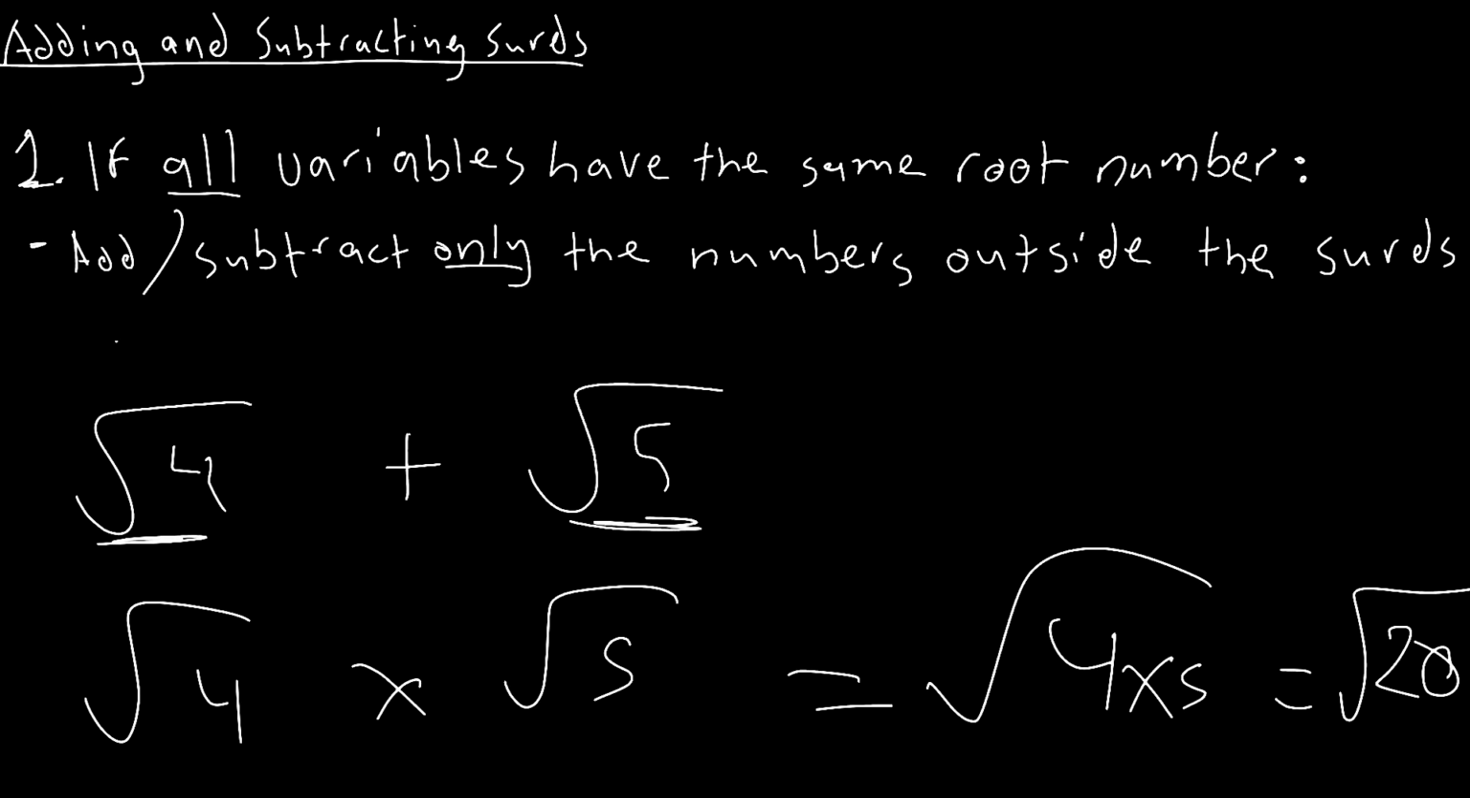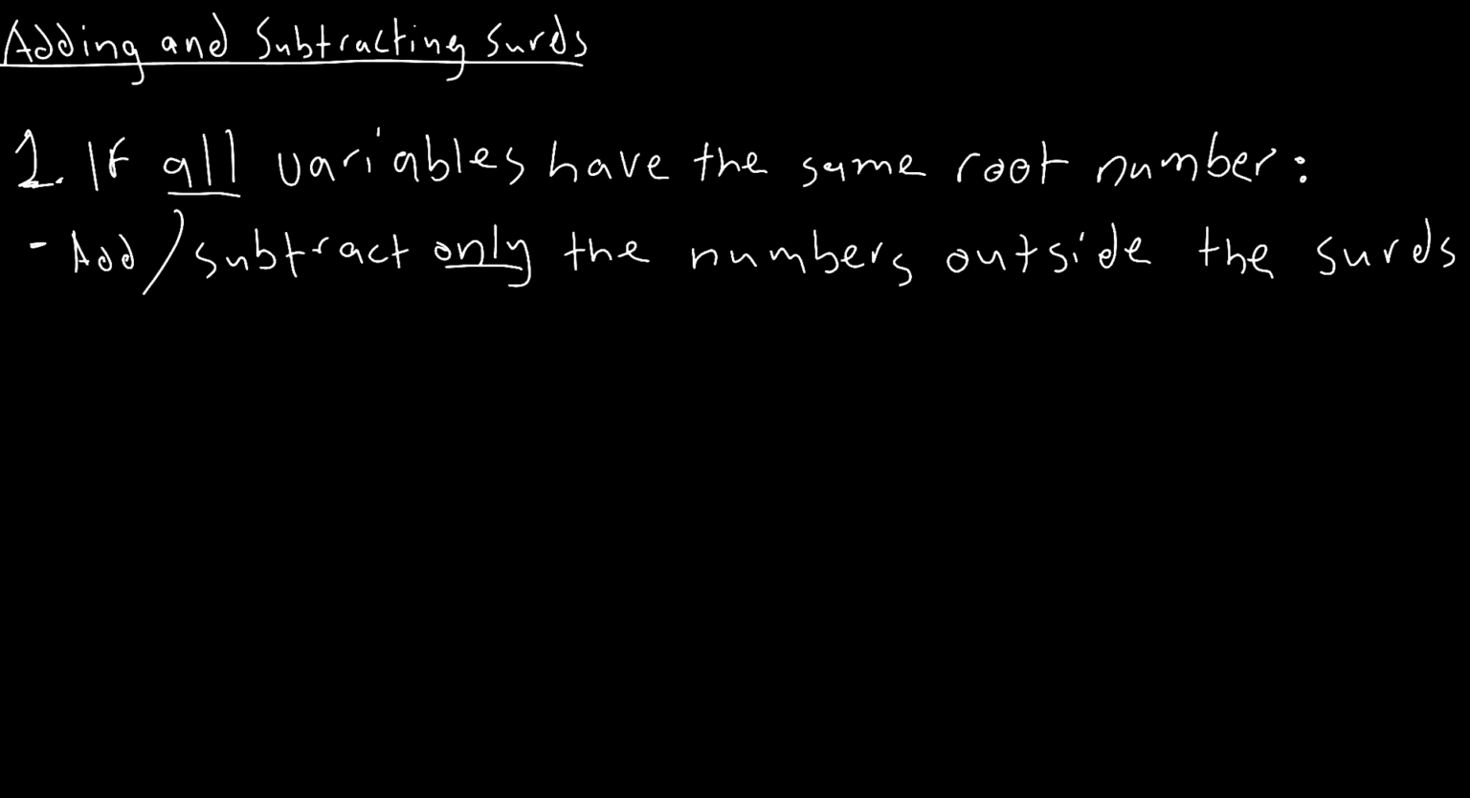It's like trying to add x and y. We don't really know what those numbers exactly are. Therefore, we can't just add them together. So the way to add or subtract surds is that all surds must have the same root number.